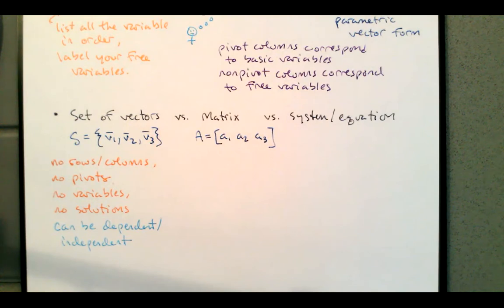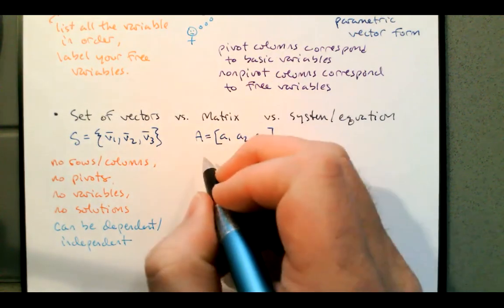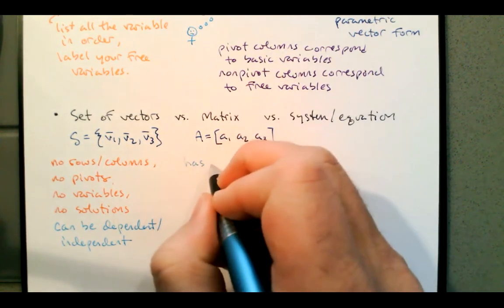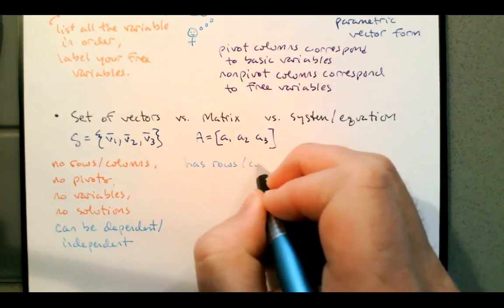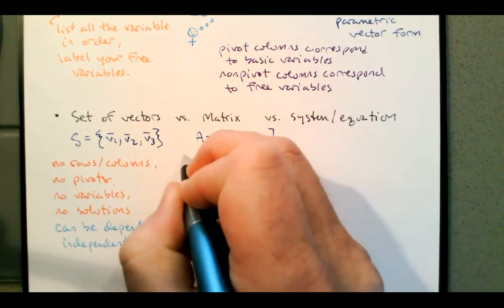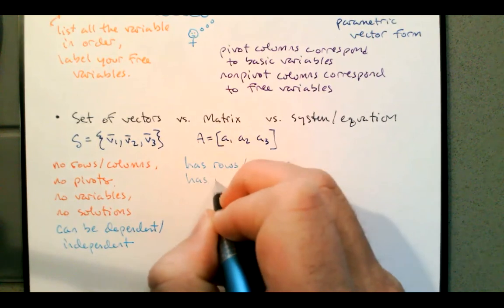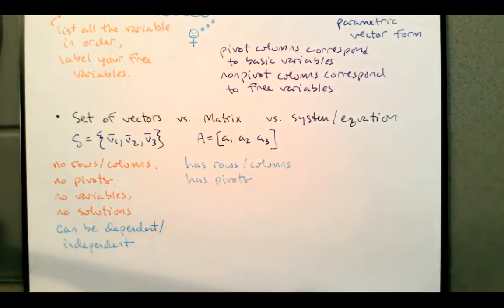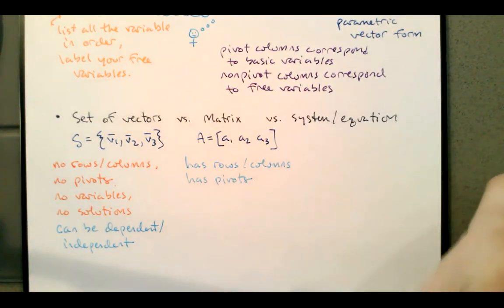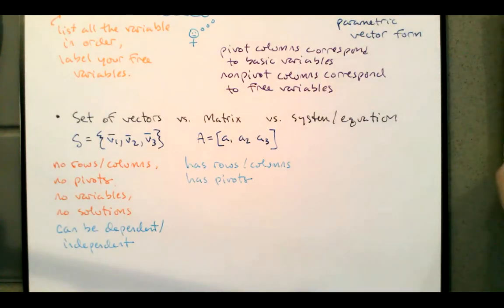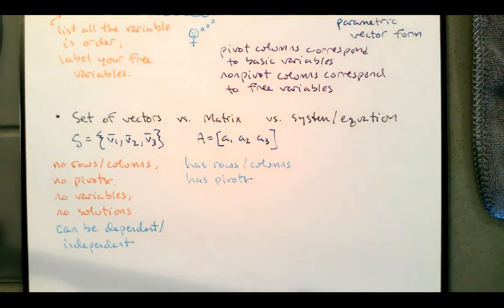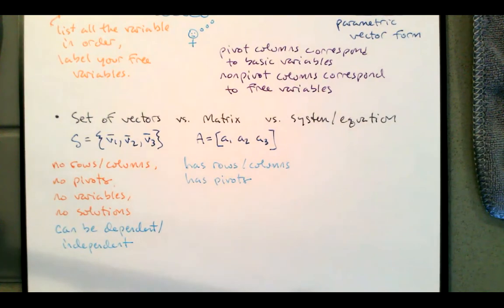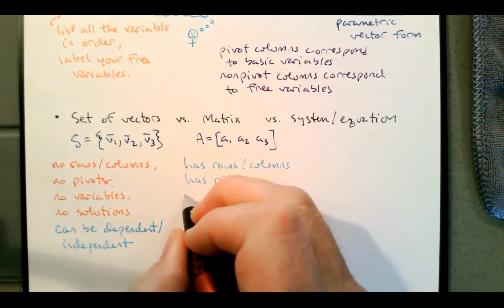So a matrix has rows and columns, so it can have pivots. But like we said earlier, it does not have variables. We can put a matrix into an equation, but then we're in the next column, systems and equations. So a matrix does not have variables, and so a matrix does not have solutions.